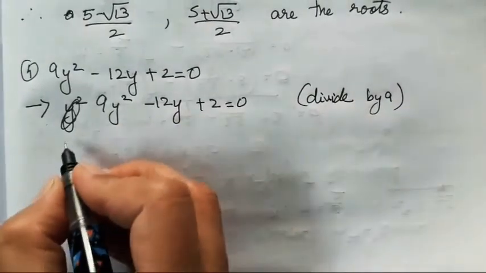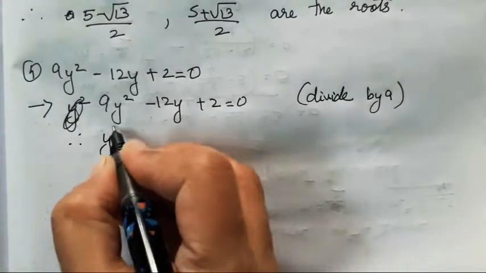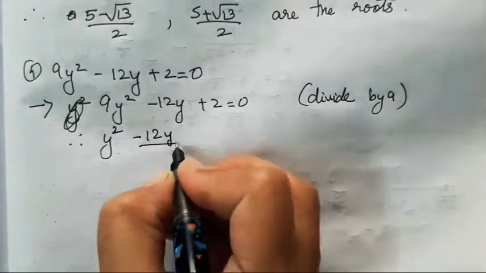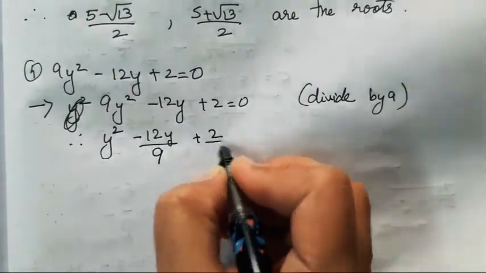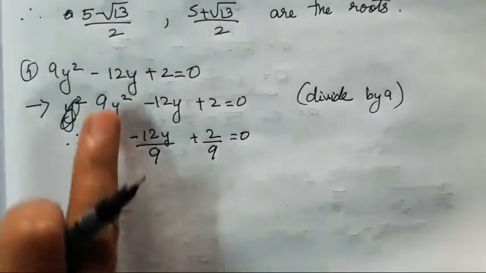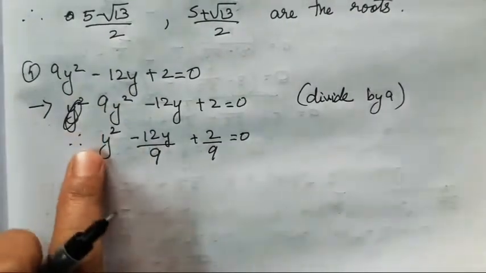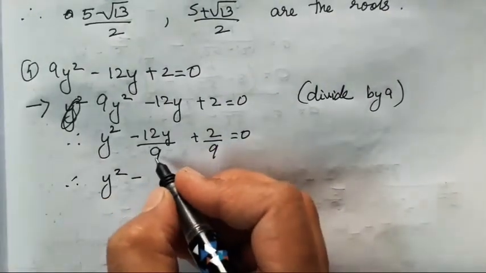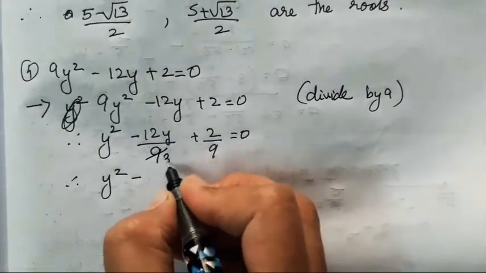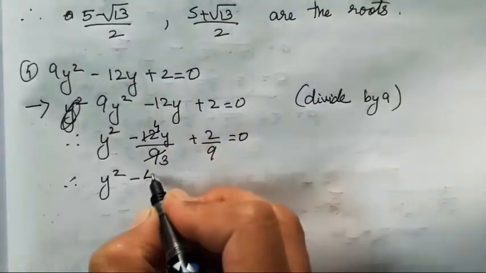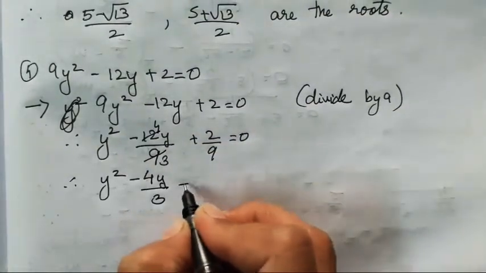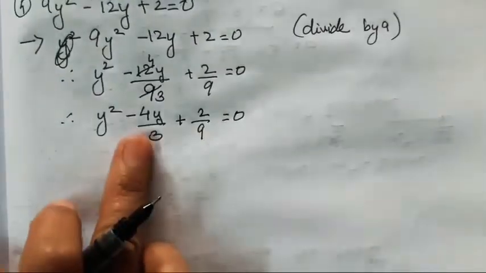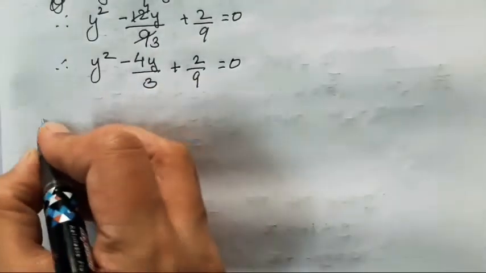Okay, so when you divide it with 9, this will change to y square, hai na? 9 ones are 9, so 9 will get cancelled. Minus 12y upon 9 plus 2 upon 9, because we are dividing it. This step I have skipped because 1 only we are going to get. Therefore, y square minus, 3 3s are 9, 3 4s are 12. So this will be 4y upon 3. But this will remain as it is because we cannot divide it. Now from this step onwards you all have to start comparing.